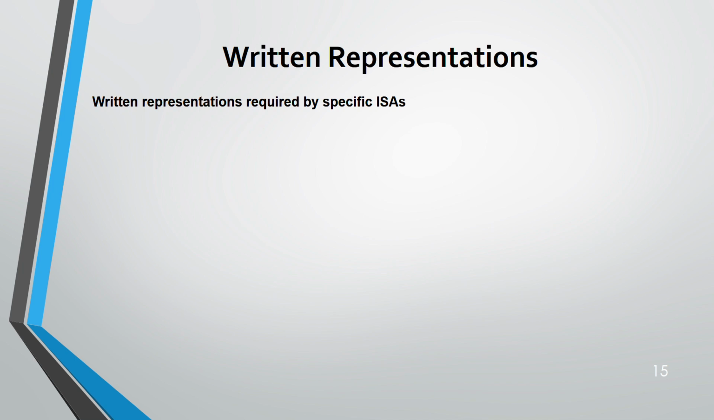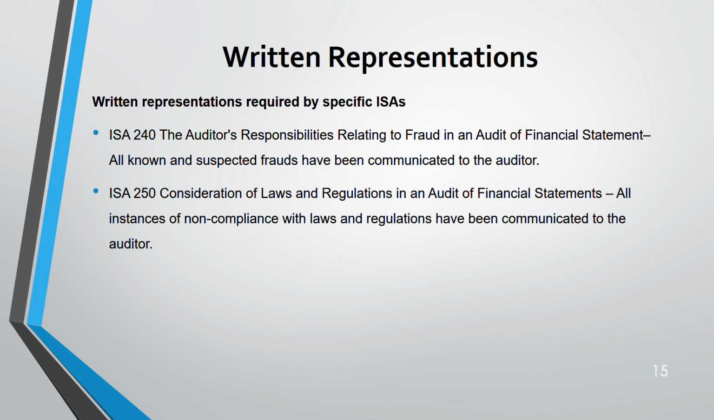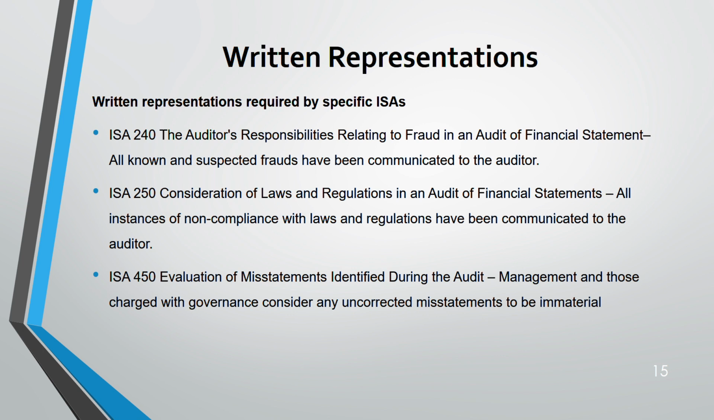Now, these are written representation required by the auditing standard. First one is ISA 240. This talks about auditor's responsibility for fraud. Okay. Here, management have to make sure that they communicate to the director about all the known and the suspected fraud. Next, ISA 250. This is about laws and regulation. If there is any instance of non-compliance, it has been communicated to the auditor. Third, evaluation of misstatement. Okay, managers are giving in writing that any uncorrected misstatement will be immaterial.